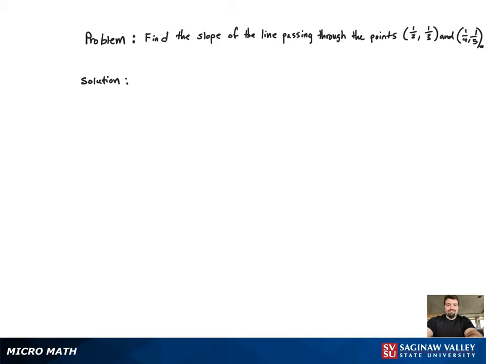Since the directions ask us to find the slope, the first thing we need is a formula. So if you have 2 points, the slope is m equal to y2 minus y1 divided by x2 minus x1. Now we're just going to start plugging in the quantities on the right-hand side of the formula, coming from the 2 points we have above.